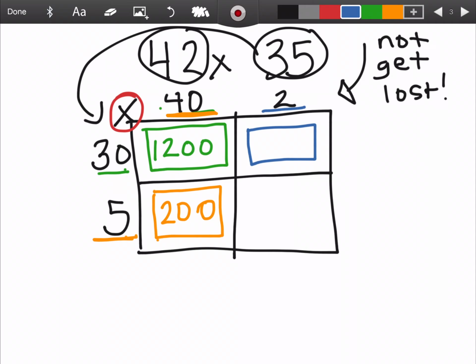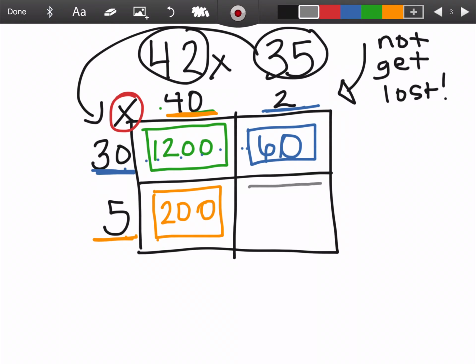Now, I'm obviously going to multiply 2 because it's touching it, but then I look straight across the window, and 30 is the number I'm going to multiply. So inside of this blue square, I'm going to do 30 times 2, which I know 3 times 2 is 6, and then I'm going to add that 0 there, and we're almost done.